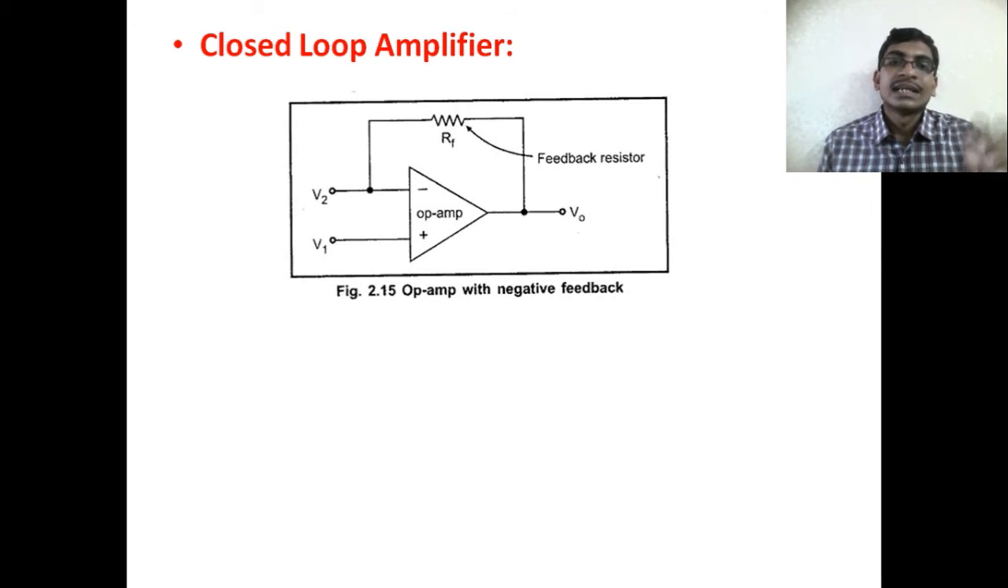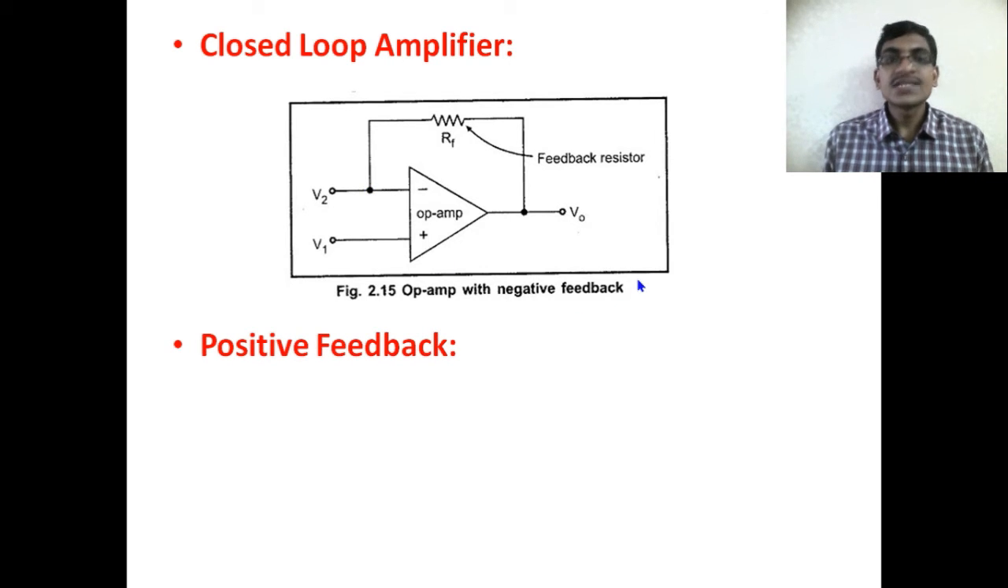Okay, then this is the diagram of the closed loop configuration. So let us see, from the output side to the input side we are using one resistive feedback network. This resistor name is RF, R suffix F, which means feedback resistor. By using this feedback section we are giving some portion of the output signal back to the input side. Okay, so these feedbacks are divided into two types. One is the positive feedback, another one is the negative feedback.